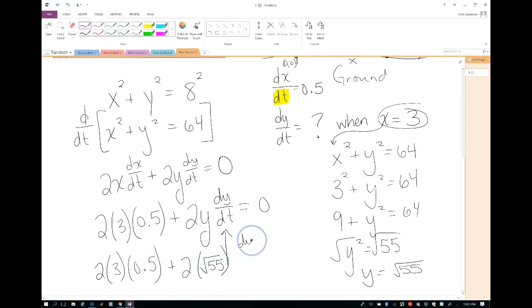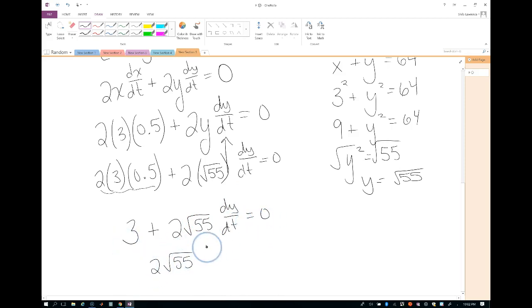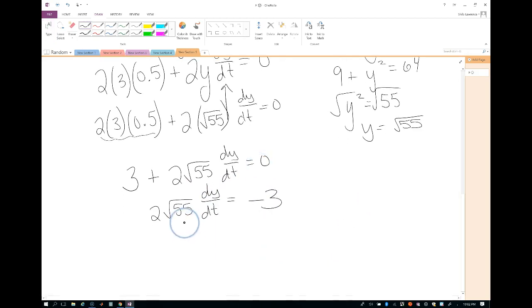So now the only thing we don't know is dy dt, and we can just solve for it using algebra. So I'm going to multiply all those together. 2 times 3 is 6, and then 6 times 0.5 is 3. So I've got 3 plus 2 radical 55 dy dt equals 0. And then I'm going to subtract the 3 over to the other side of the equation, because now I'm just trying to get dy dt by itself. So we subtract the 3 over, and then we divide by the 2 radical 55.